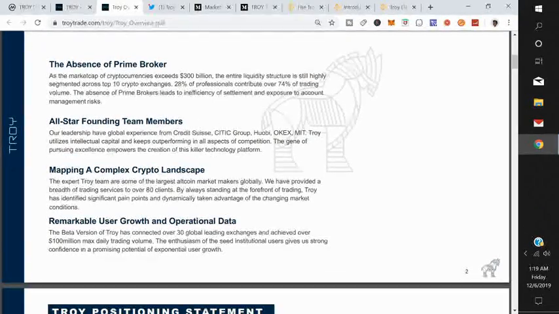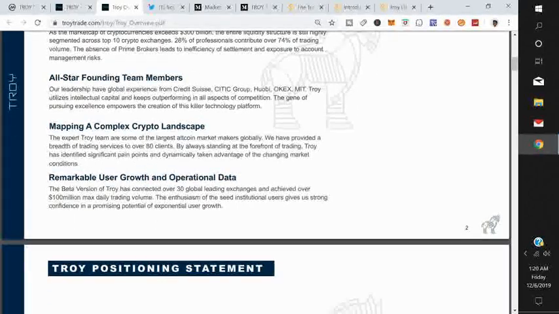All-star founding team members. Our leadership have global experience from Credit Suisse, CITIC Group, UBI, OKX, MIT. Troy utilizes international capital and keeps outperforming in all aspects of the competition. The gene of pursuing excellence empowers the creation of this killer technology platform. Mapping a complex crypto landscape, the expert Troy team are some of the largest altcoin market makers globally. We have provided a breadth of trading services to over 80 clients. By standing at the forefront of trading, Troy has identified significant pain points and dynamically taken advantage of the changing market conditions.